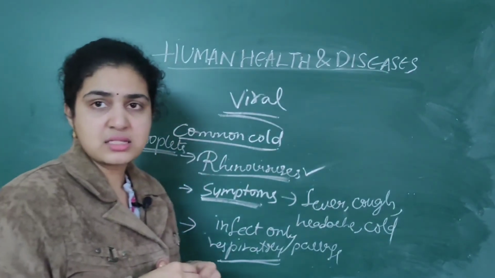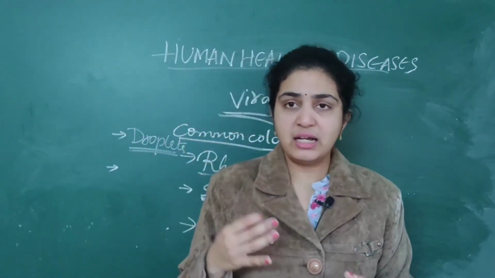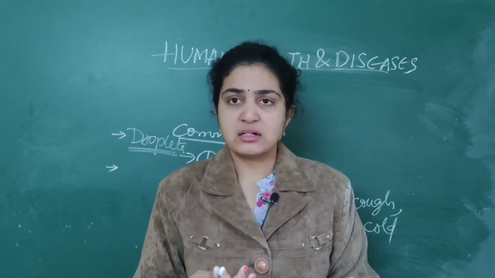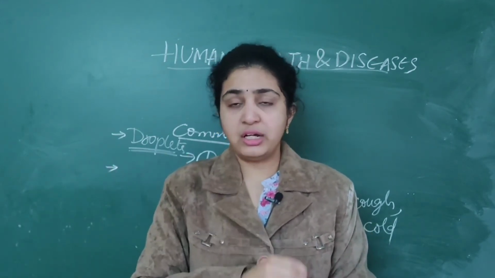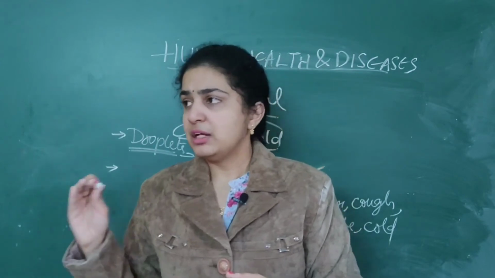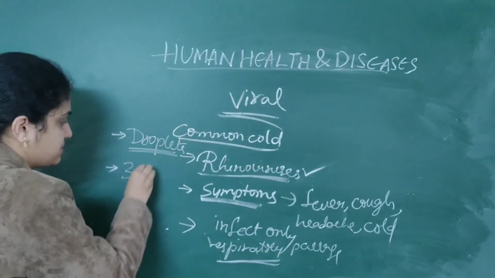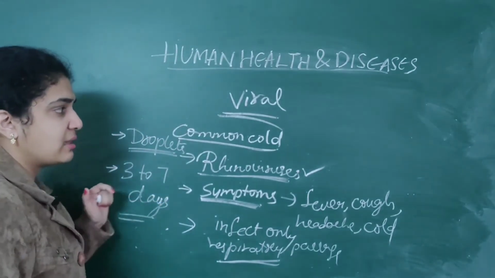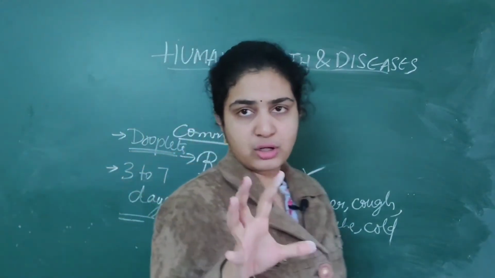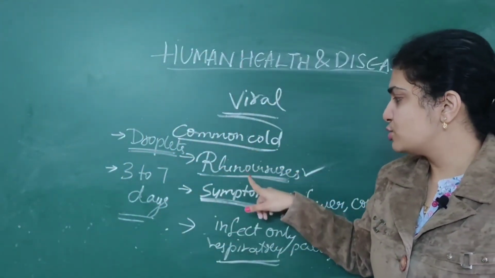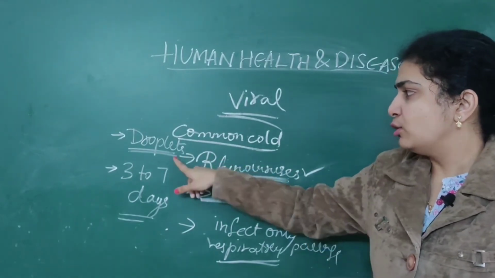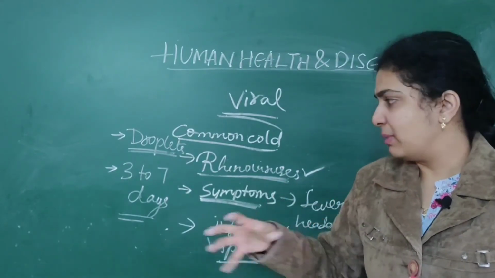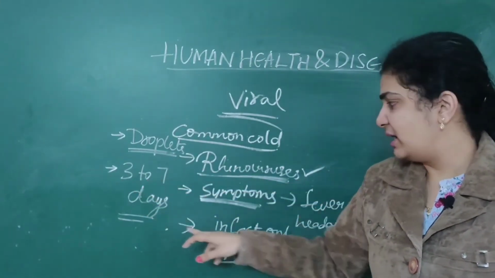Then how long will it last? Common cold usually lasts for 3 to 7 days. With pneumonia and others, you survive only if you are treated. But with common cold, whether you are treated or not, it usually lasts for 3 to 7 days. So these are the main points to remember: common cold is usually caused by rhinoviruses, spreads through droplets or through air, and lasts for 3 to 7 days.